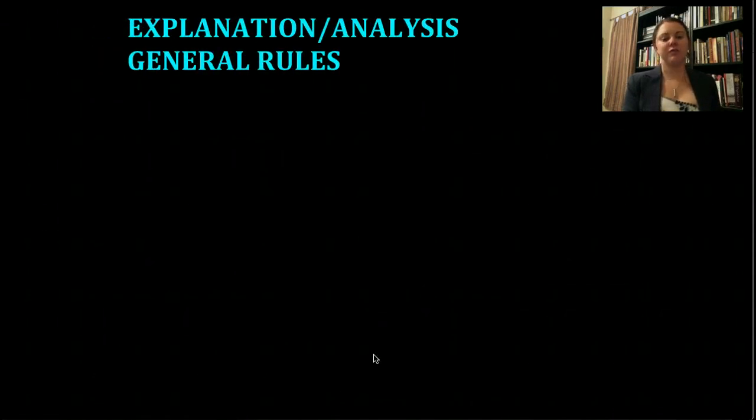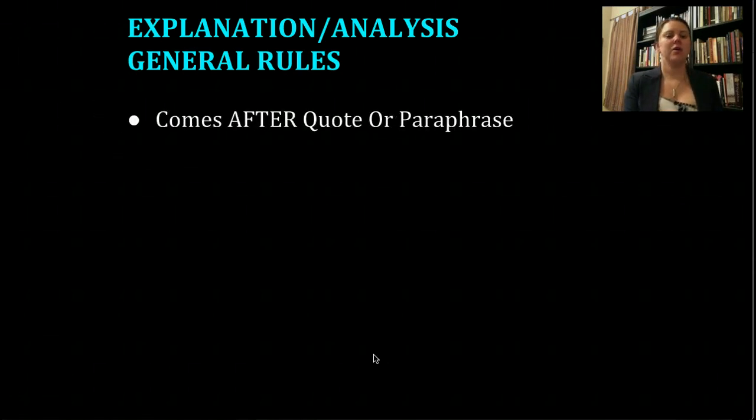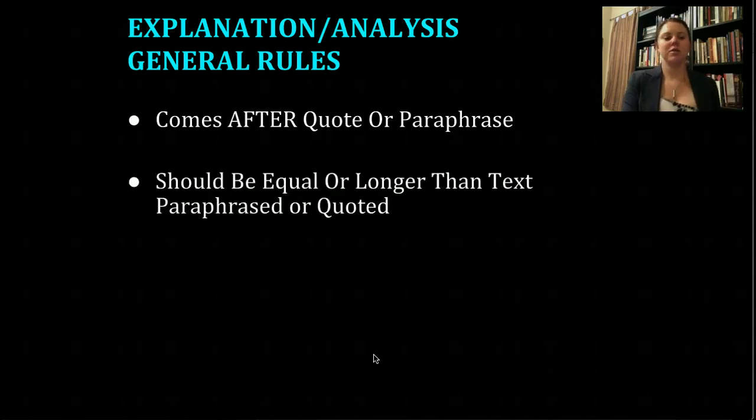All right, finally, the very last step you have to do after you have the actual MLA in-text citation, so those parentheses, is you need to have explanation and/or analysis. Okay, this comes after your quote or your paraphrase, and yes, you need it for both. Okay, remember, both are working to help prove your argument, so you need to have your own voice, your own explanation or analysis. Okay, and it should be, as a general rule of thumb, equal or longer than the text you paraphrased or you quoted. Okay, so if it's 4 lines long, then you should have at least 4 lines of explanation and analysis.